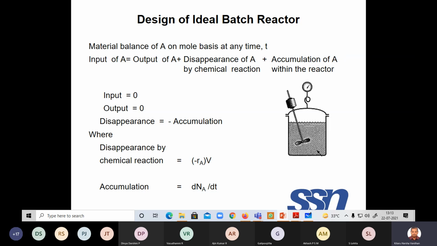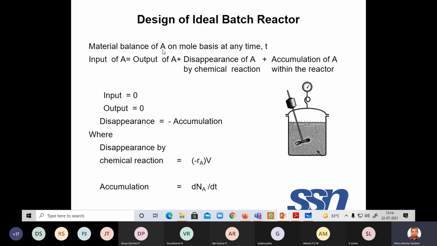Here it will come because if you want to design a performance equation, a material balance is required. Since you are going for a constant temperature, no energy balance is required. But in the fourth unit, especially if it is a non-isothermal case, especially a batch reactor, you have to write the energy balance also along with the material balance.